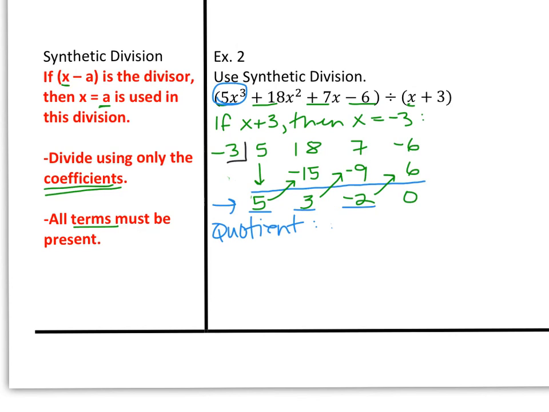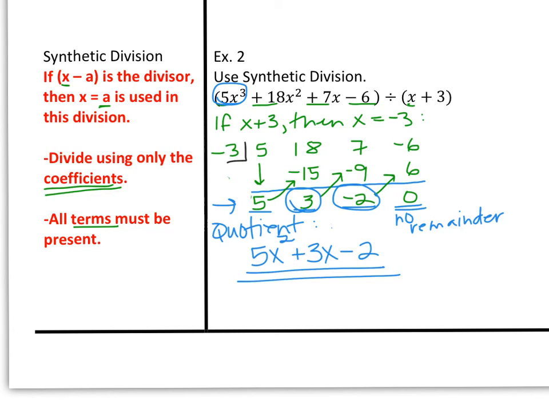So we're going to start off with that 5, but instead of x cubed, it's going to be x squared. We do one less. The 3 is next, and it's positive, so it's going to be plus 3, and reduce your exponent, so plus 3x. The 2 is negative, so minus 2. And notice there's no variable with it, so that's our constant. Since 0 was the last number, that means there's no remainder. So x plus 3 goes into 5x cubed plus 18x squared plus 7x minus 6 with a quotient of 5x squared plus 3x minus 2.